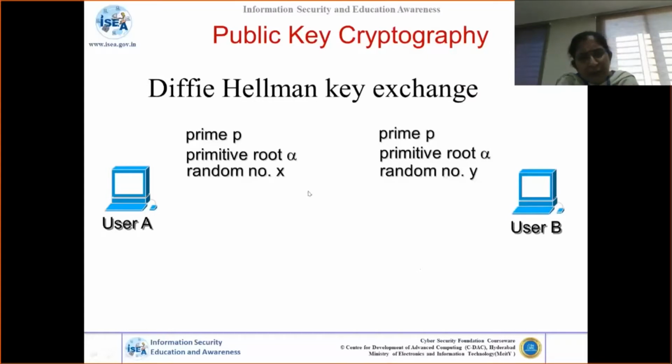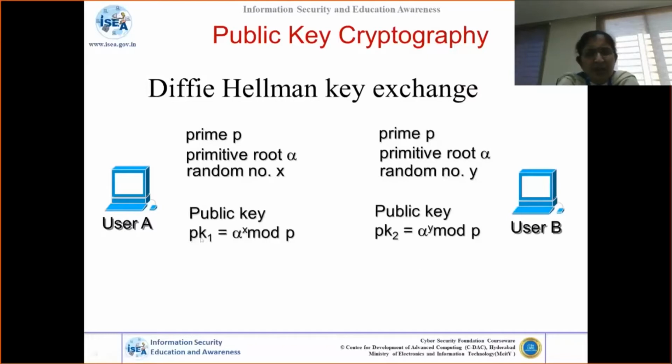Now, by using this public information as well as the local secret information, they perform this kind of modulus operation to generate PK1. Just see here: alpha, the primitive root, to the power X, which is randomly generated at user A's end, mod P. This results in PK1. Similarly, using the public information, alpha power Y mod P, PK2 is generated. Now each of these users shares the public key generated locally with the other. PK1 is sent to user B, and PK2 is sent to user A.